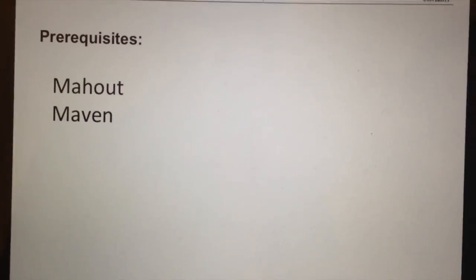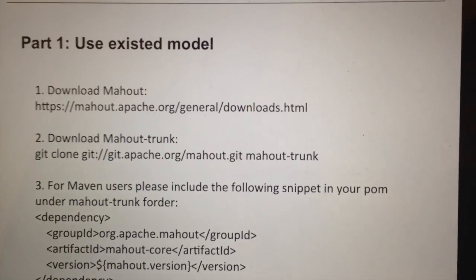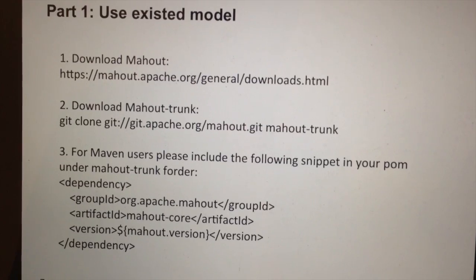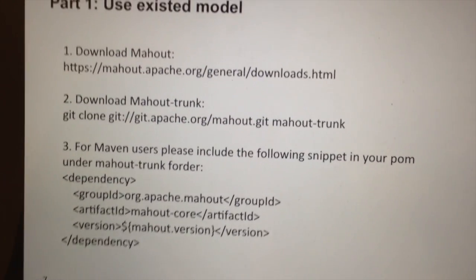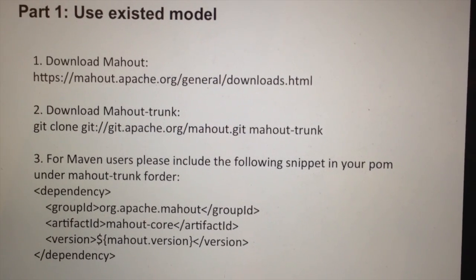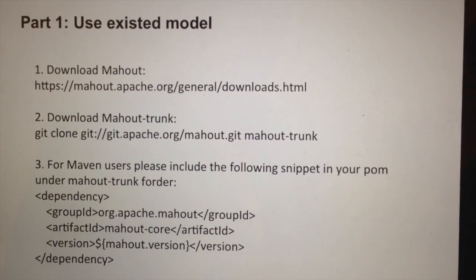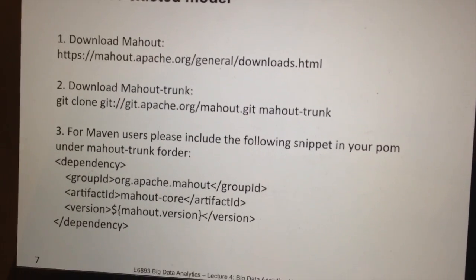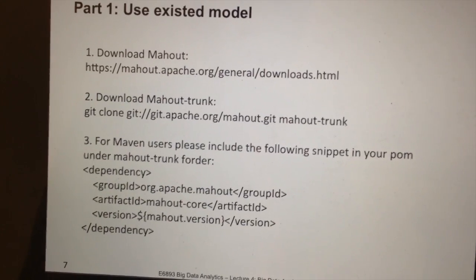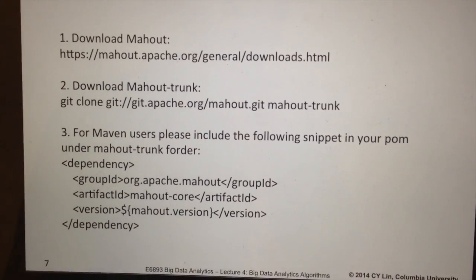Before you run this example, I assume you already have Mahout and Maven. For the first part, I'll show you how to run an existing model to do the classification. The first thing you need to do is download Mahout and Mahout chunk. Mahout chunk is a modification of Mahout that lets you run Mahout on HDFS. And for Maven users, please remember to include this code in your POM file, which adds a dependency.